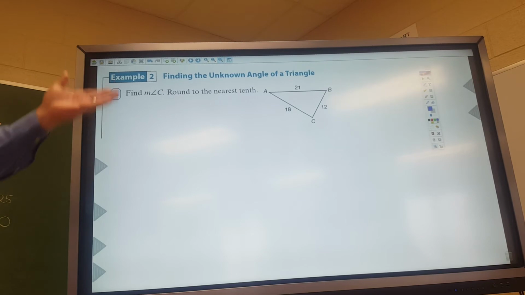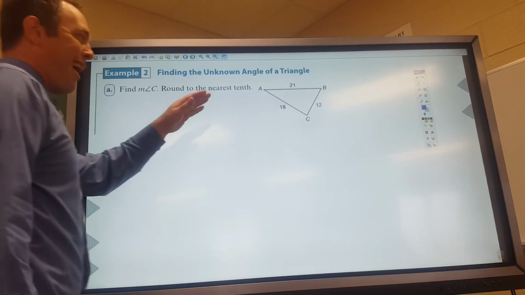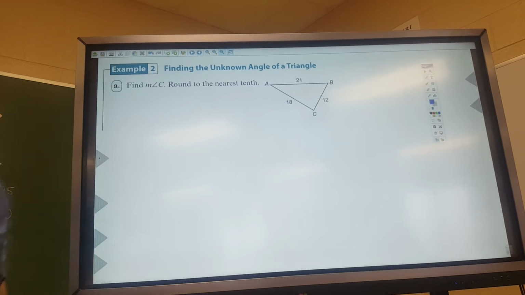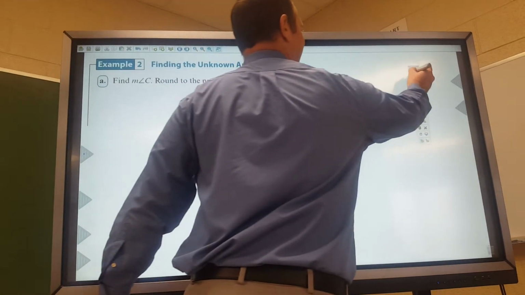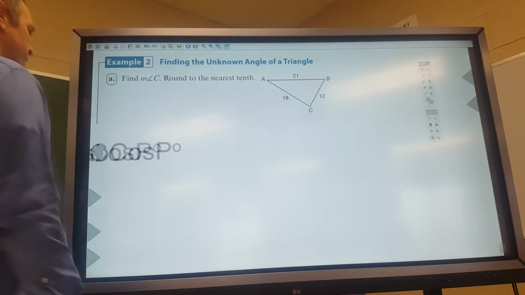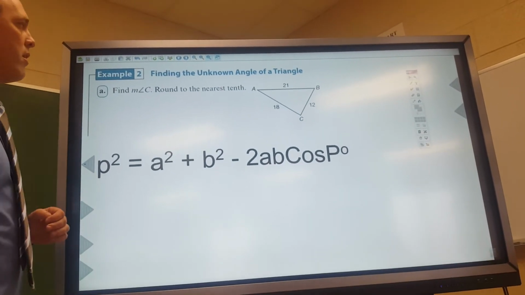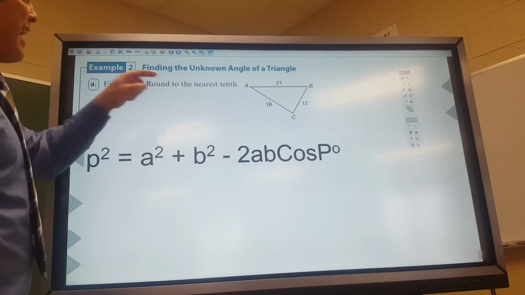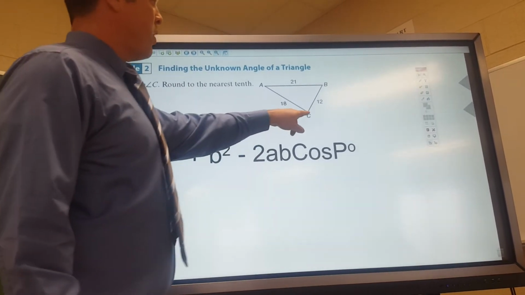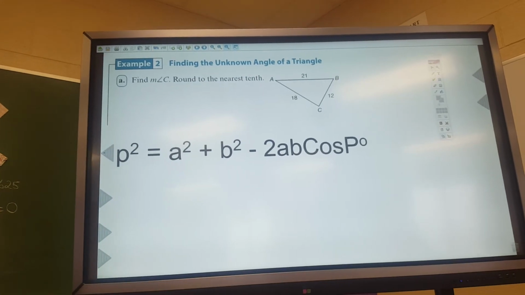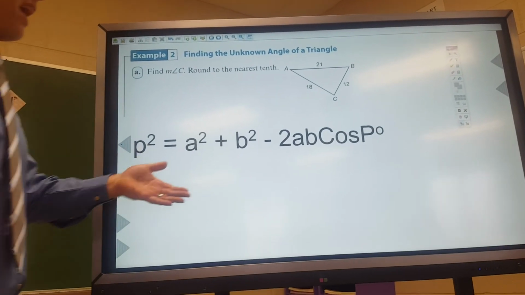All right, here we go. Another different type of triangle, side, side, side. So we're going to use that same formula. Now we're going to put those values in. Now p squared. They want us to find angle C. Well, which one corresponds with C? 21 does. So that's what I'm going to use for P, so that I can find angle C.